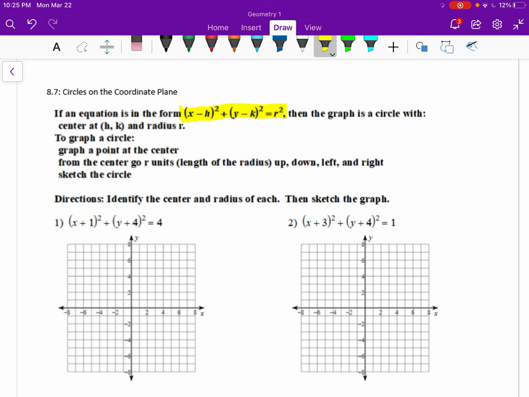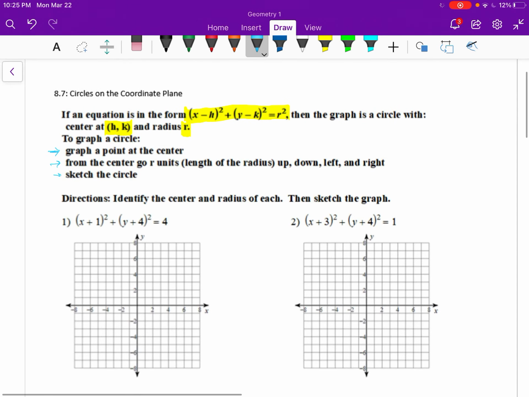But right here we have the equation for a circle, (x minus h) squared plus (y minus k) squared equals r squared. And if something's in that form, the center of the circle is at (h, k), and the radius is r. So to graph the circle, we will graph our center. And from the center, we're going to go r units to the left, right, up, and down. And then we're going to use those 4 points to help us graph our circle. So let's get right to this.